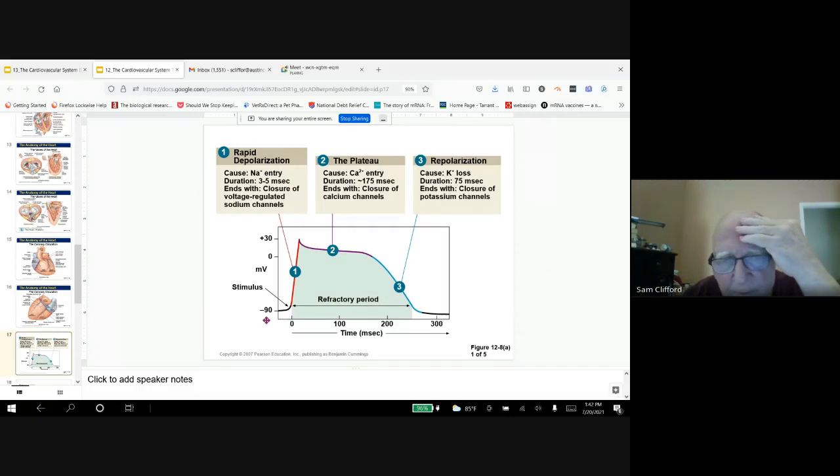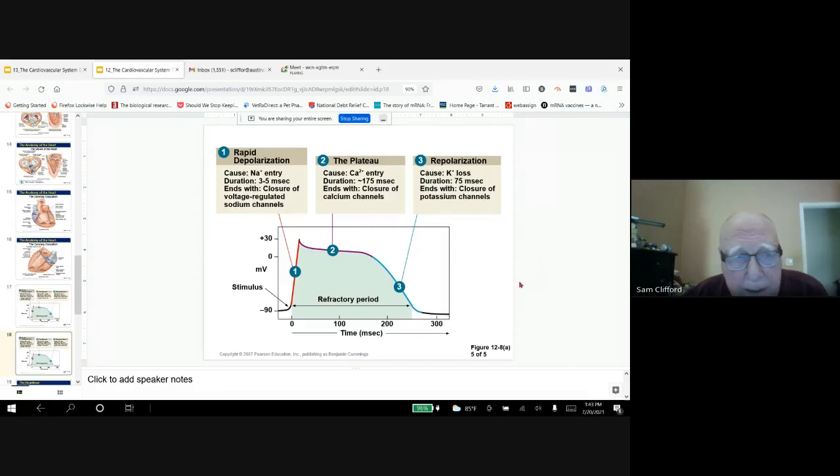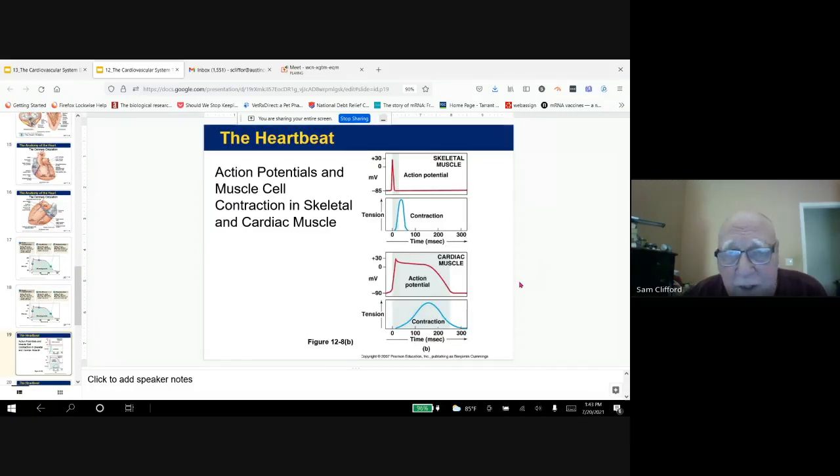Each heart muscle has an electrical depolarization, a change in voltage from -90 to +30, and it has a very long refractory period so that your heart can beat and then relax. Beat and then relax. That's why this is different from a nerve action potential. A nerve action potential versus cardiac muscle.